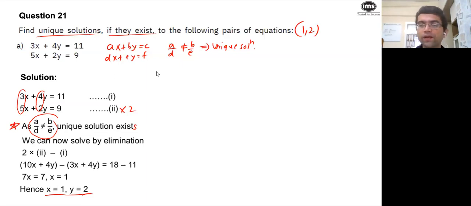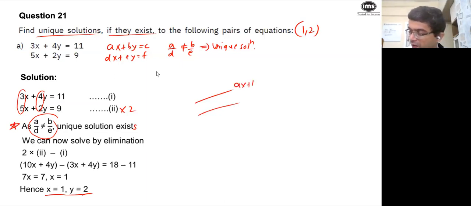Why do we need this test, a by d equal to b by e? Yes, Mansi. If you draw on a graph, if a by d is equal to b by e, something which we'll learn in straight lines also, then a by b is equal to d by e.